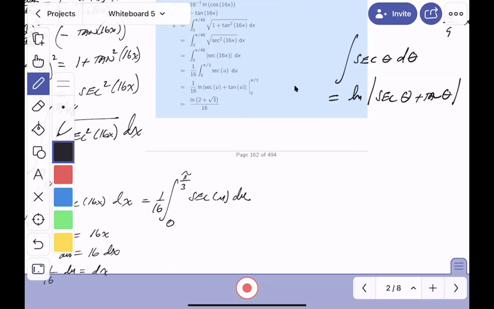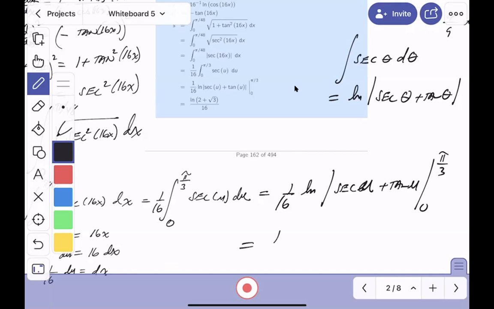So what I'm going to do now is write this down very quickly for you. So what do you get? 1/16 natural log, absolute value, secant, not theta. It's going to be u, right? Plus tan u, absolute value. That's going to be from 0 to pi over 3.